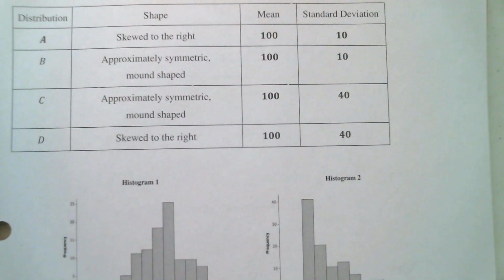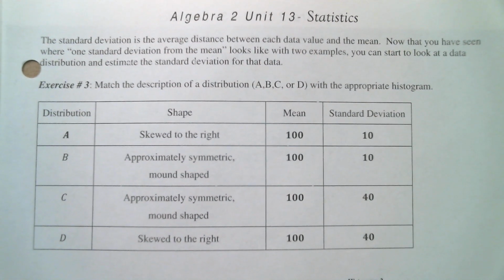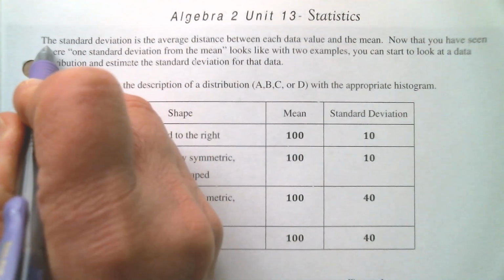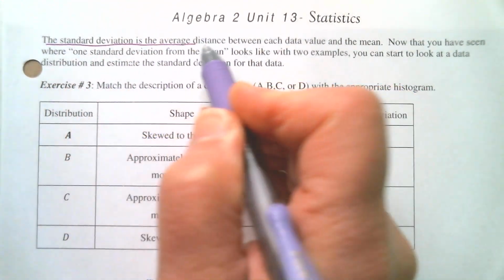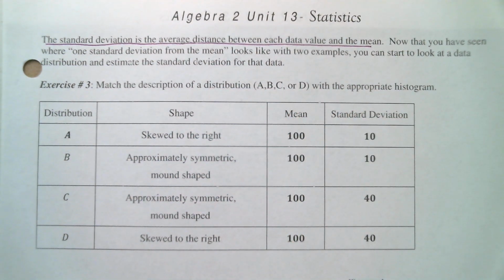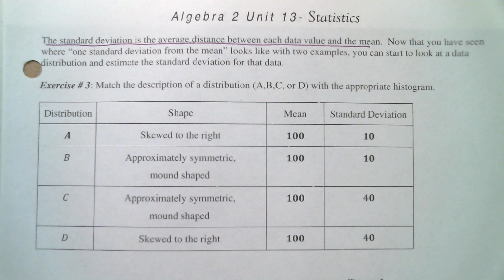Okay, next, the standard deviation is the average distance between each data value and the mean. It's an average distance from the mean, really. Now that you have seen where one standard deviation from the mean looks like with two examples, you can start to look at data distribution and estimate the standard deviation for that data. Match the description of the distribution, A, B, C, or D, with the appropriate histogram.